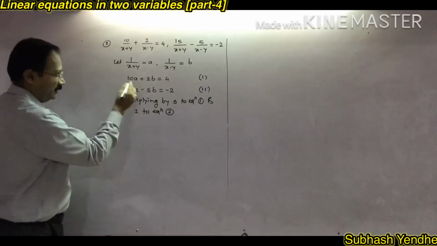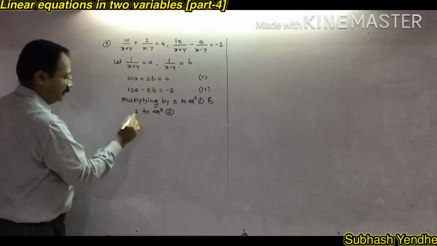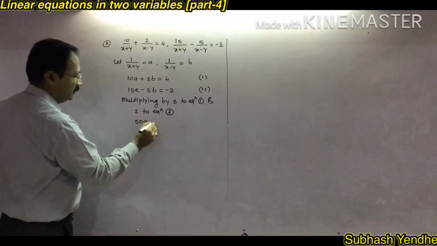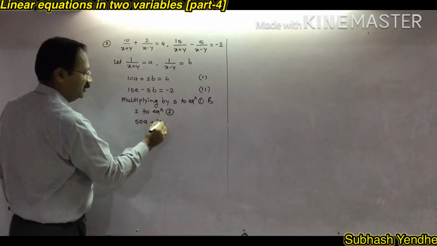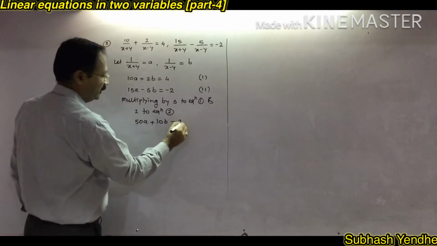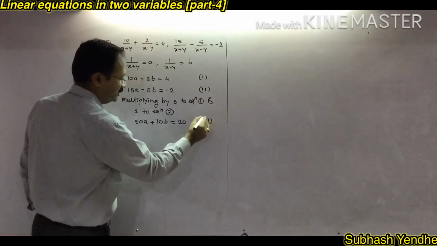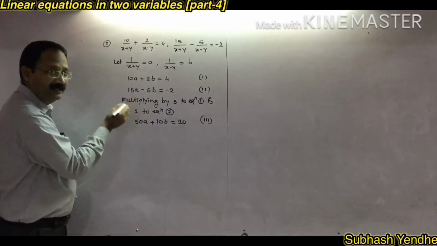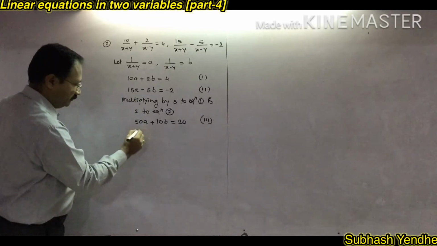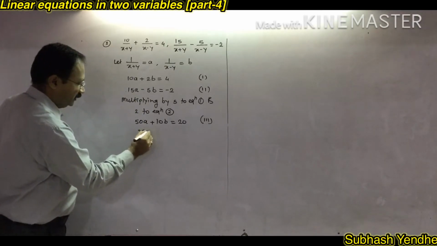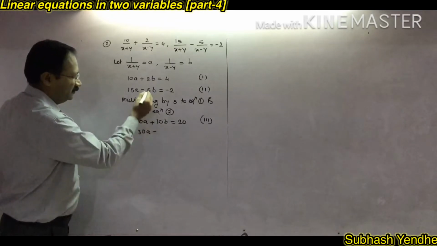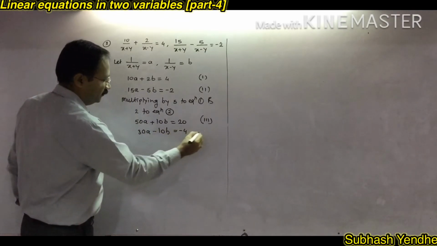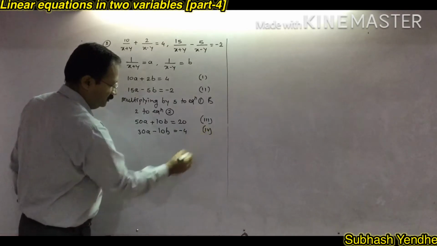So if you multiply here, you will get 10 5s are 50a plus 5 2s are 10b equals 5 4s are 20. This is equation number 3. And then here you have to multiply by 2. So 15 2s are 30a, then minus 5 2s are 10b, and 2 2s are 4. This is our equation number 4.